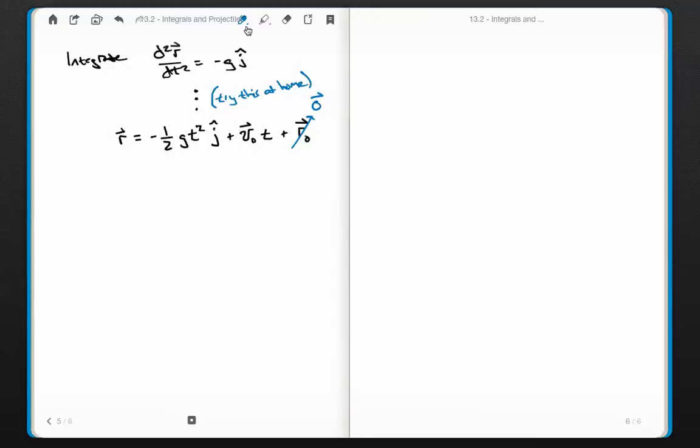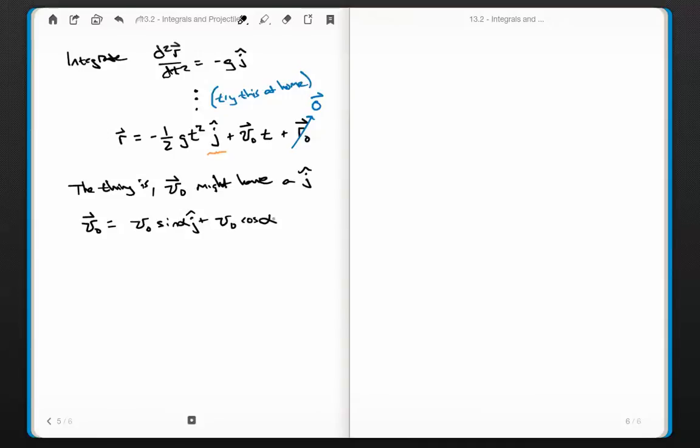But the thing is, we have a j here. Right, we've got this j, which we have to kind of keep track of. But our initial velocity might have a j in it. Okay, so I'm going to write this out, that our initial velocity equals the initial velocity scalar times the sine of some angle alpha times j, plus the initial velocity times the cosine of alpha times i.